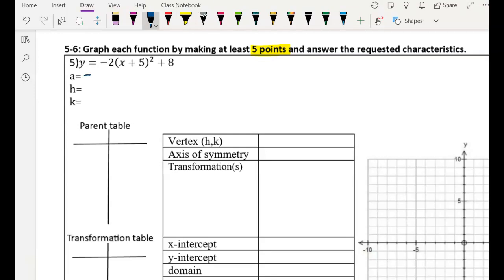So students, -2, that's going to be your a. This is a positive 5, so your h is going to be a -5. 8 is going to be your k. Okay, so notice how the k does not change the sign. Parent table, always start with that because that's always going to be the easiest. So here's x, here's y.